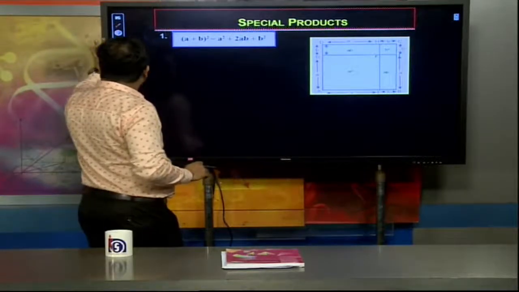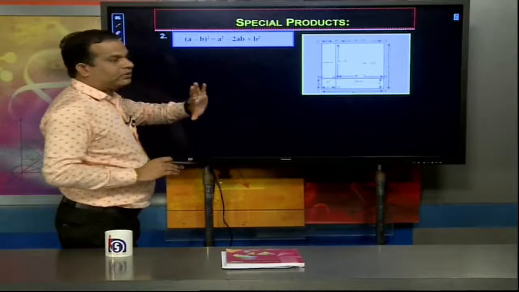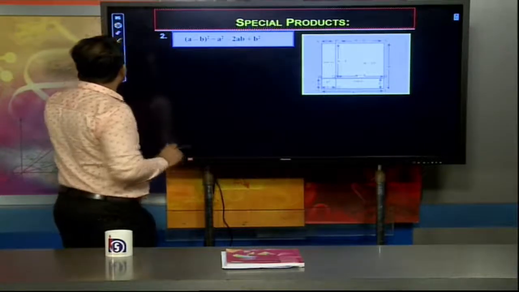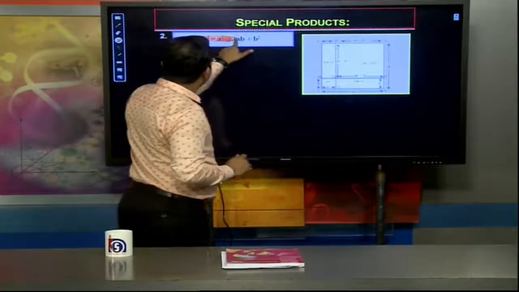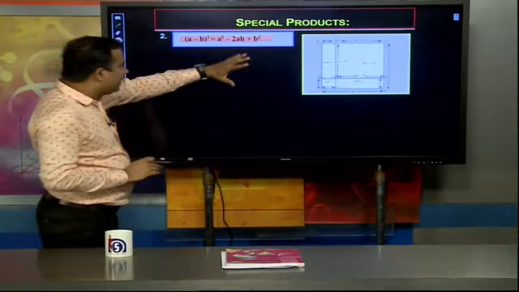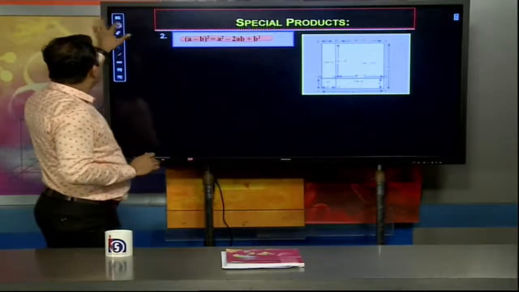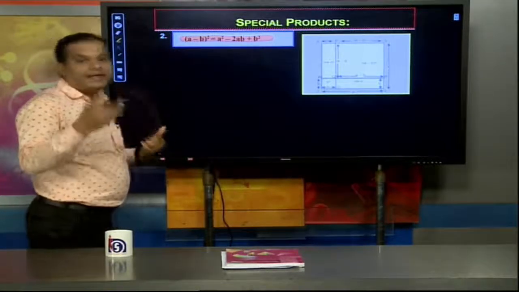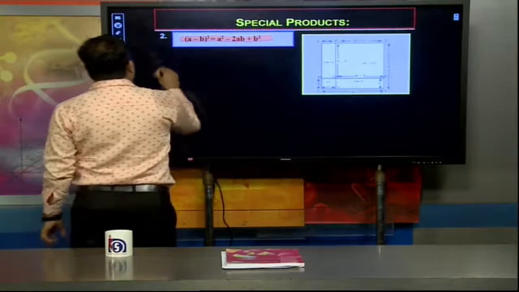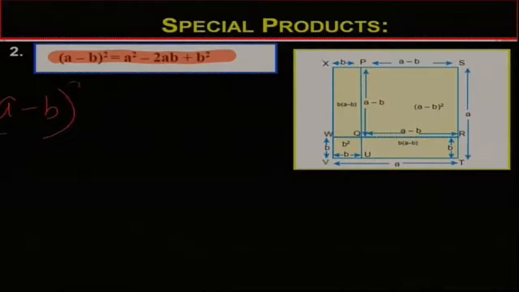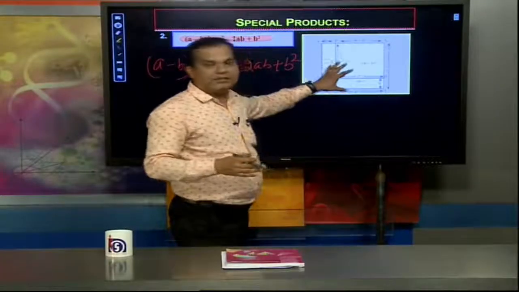Now dear learners, we move to the second product, A minus B whole square, which equals A square minus 2AB plus B square. Similarly we can prove this one, but in place of positive it is now negative. A minus B whole square equals A square minus 2AB plus B square. Geometrically we can prove this one also, as we just proved A plus B whole square. Here it will be A minus B whole square.